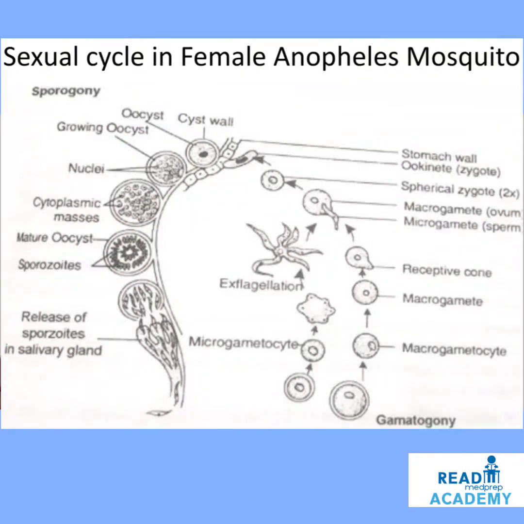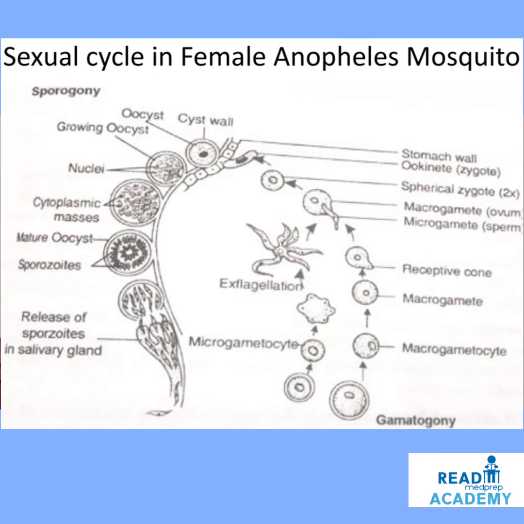Here you can see the sexual cycle in a female Anopheles mosquito. Here gametogony occurs, where the differentiation of the gametes occurs. The microgamete shows exflagellation and forms the male gamete, whereas in the female gametogony a macrogametocyte is formed and the macrogametocyte becomes the ovum, and the fertilization of the macrogamete and the microgamete results in the formation of a spherical zygote. The zygote develops into an ookinete which penetrates into the stomach wall and becomes an oocyst.